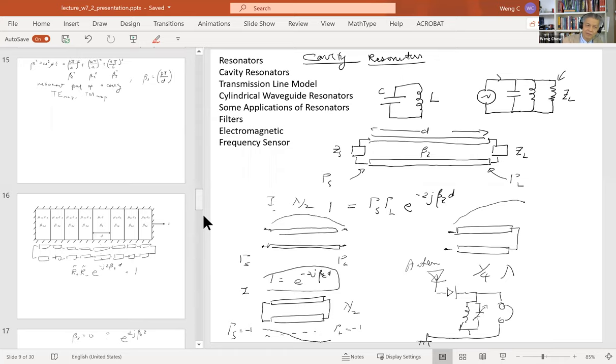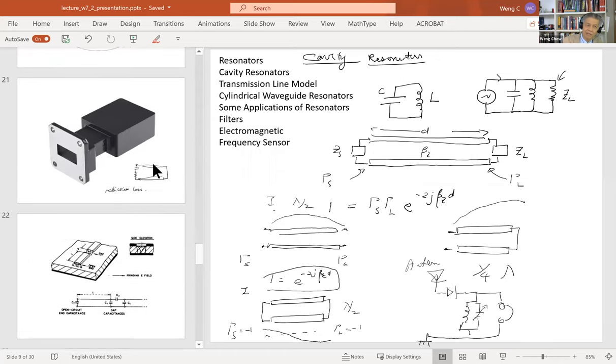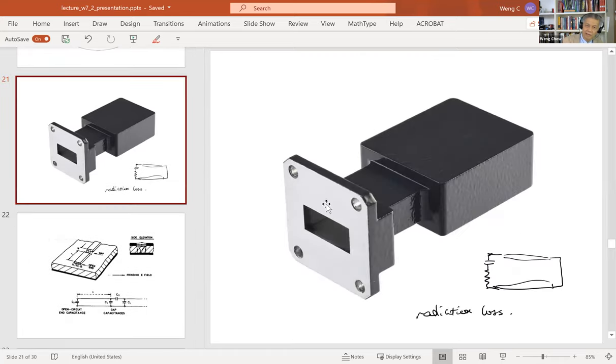And so if you have an antenna connected, this is a radiating antenna connected to a cavity resonator. And if you inject microwave energy at the resonant frequency of the cavity, it will build up energy inside this cavity. And that energy would give rise to good radiation efficiency of this antenna.